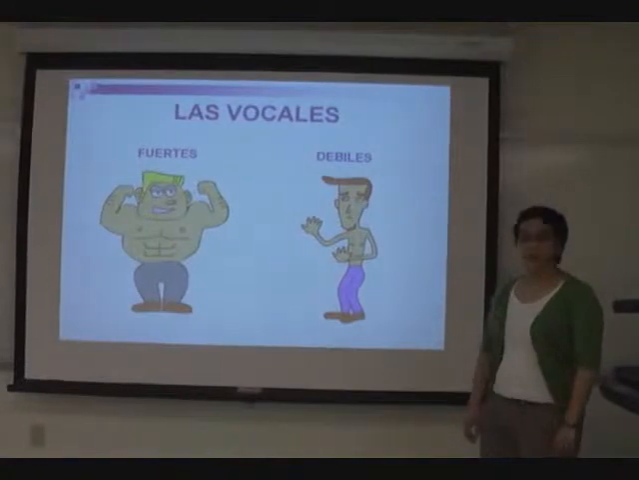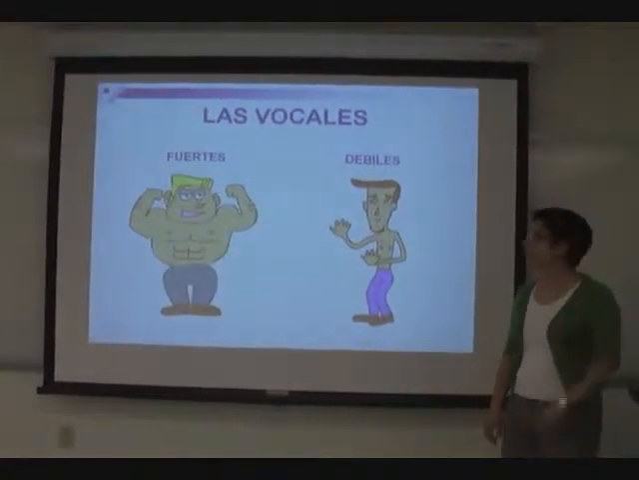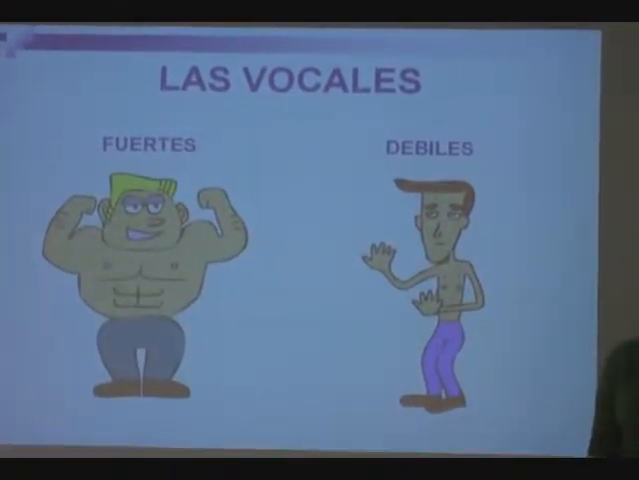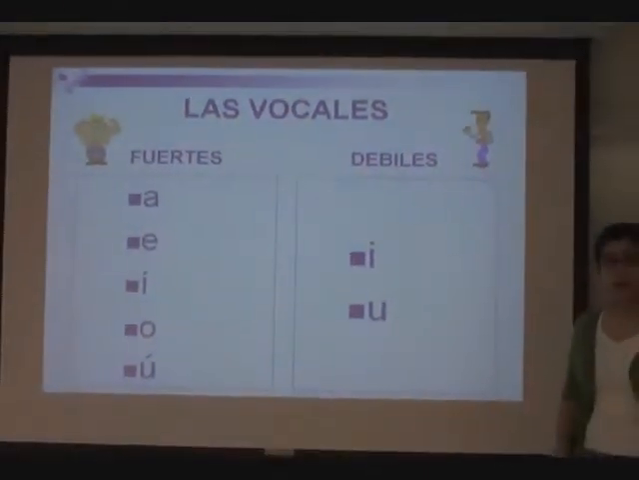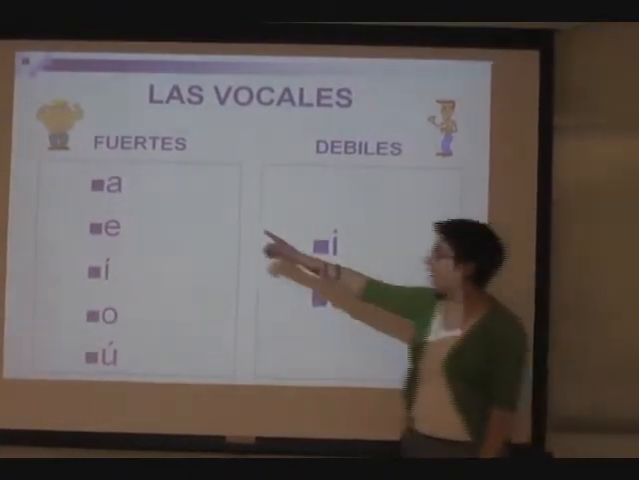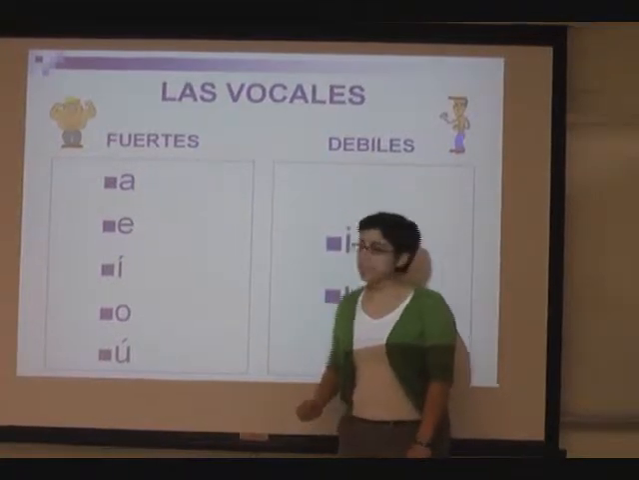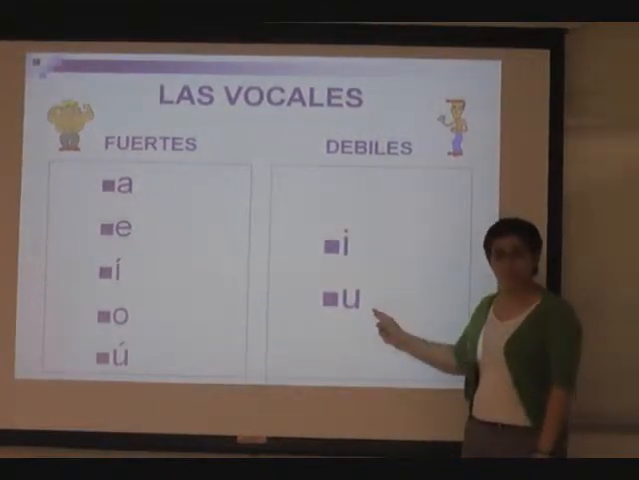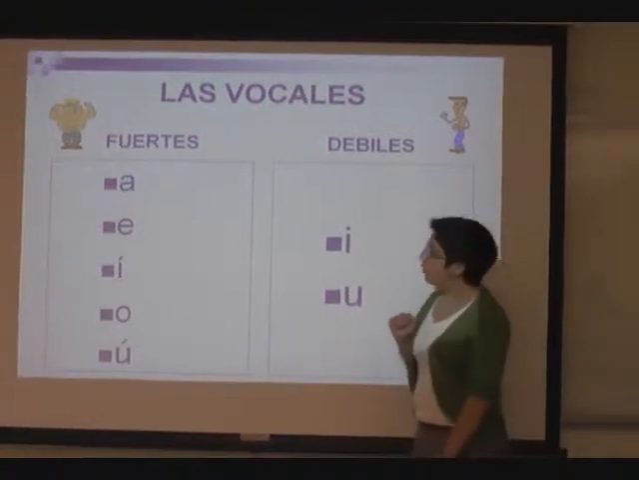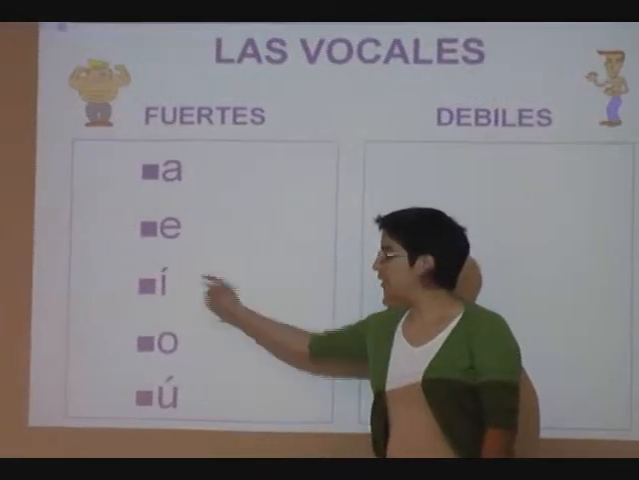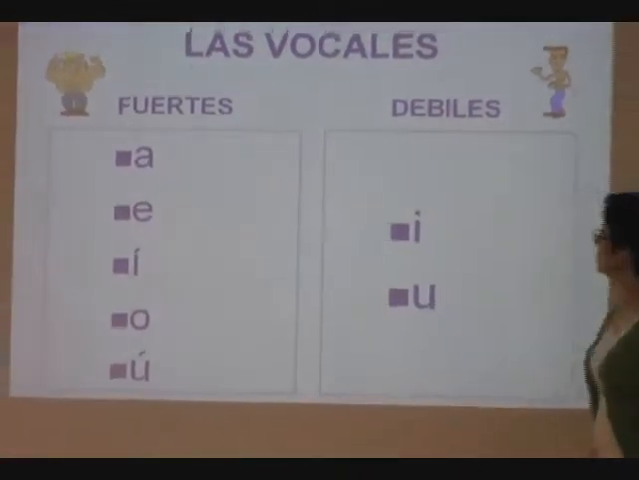Hoy vamos a empezar con las vocales, the vowels. En español hay dos tipos de vocales, las vocales fuertes y las vocales débiles. Las vocales fuertes son la A, la E y la O. Las vocales débiles son la I y la U. Pero cuando las vocales débiles I y U presentan un acento, son también fuertes.